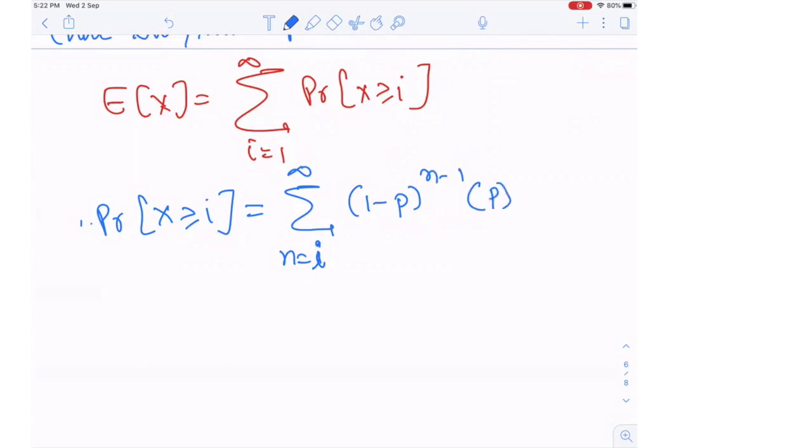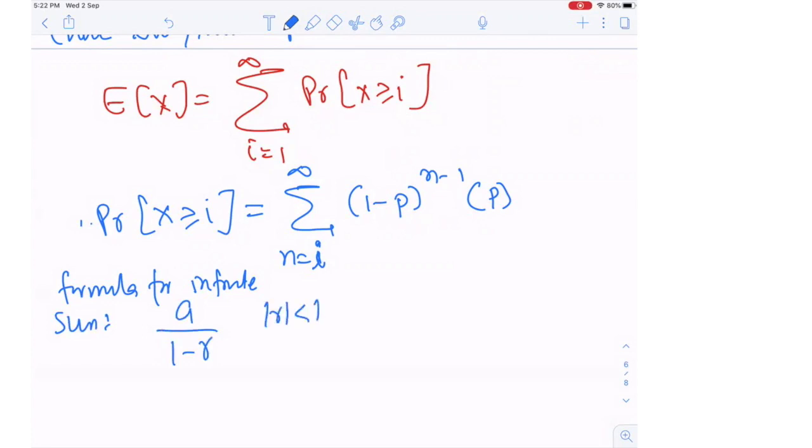Okay, so do you know the formula for an infinite sum? The formula for an infinite sum is a over 1 minus r, where r must be less than 1, right? And this is why the name comes, geometric random variable, because this is a geometric series.